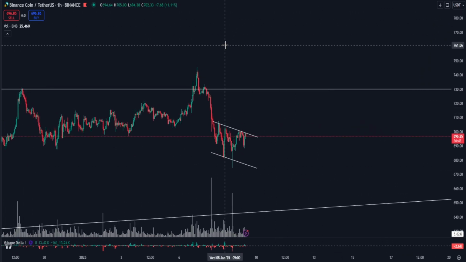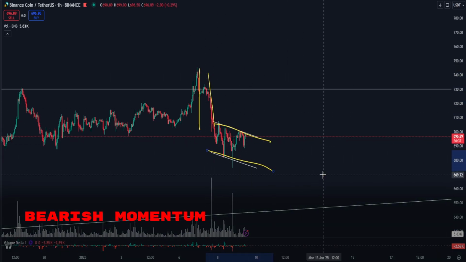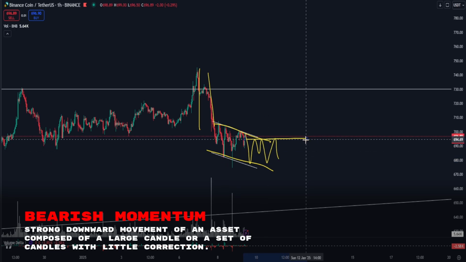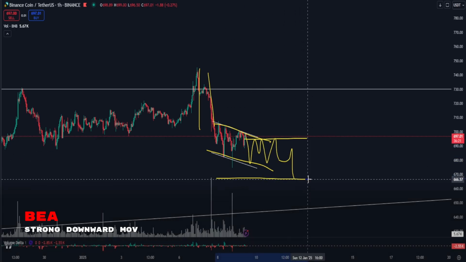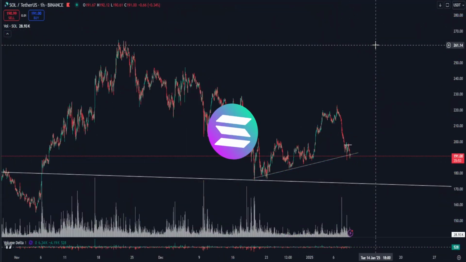Well, something similar to what we observed with Ethereum. Notice that we also have a bearish impulse followed by a bearish channel. Here we're expecting the price to continue developing downward, forming a range, and then giving us a bearish climactic trap action before continuing its upward move. Now, Solana also provides a lot of valuable information.